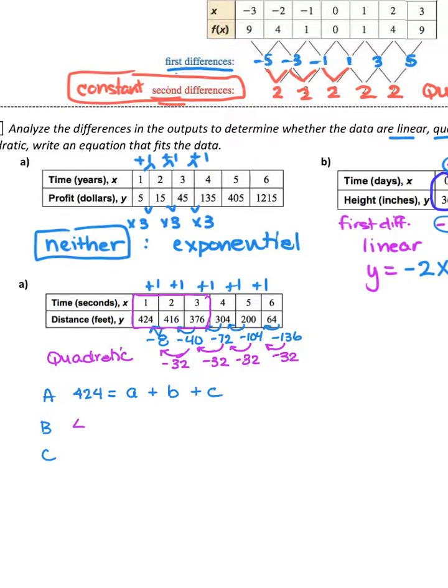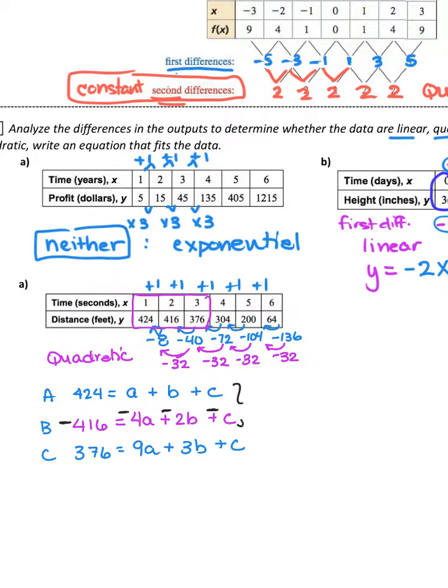Second equation is going to be 416 equals, now x is 2, so this will be 4a because x is squared there, 2b plus c. And my third equation is 376 equals, so 3 squared, 9a, plus 3b plus c. And this is what I want you to notice. You'll always have a 1 on your c value. So what I always do is I take the middle equation and I just multiply everything by -1.